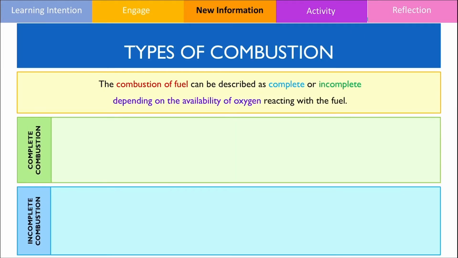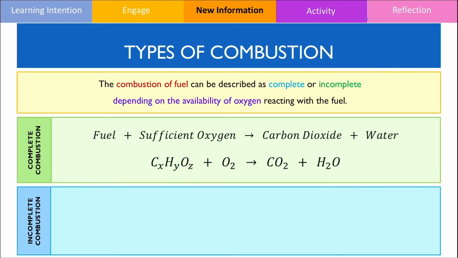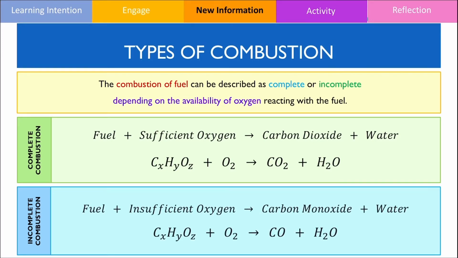Combustion reactions can also be described as complete or incomplete, depending on the availability and the amount of oxygen present when it's reacting with the fuel. Complete combustion occurs when there is a plentiful supply or excess amount of oxygen reacting with fuel, and the products formed are carbon dioxide and water. In contrast, incomplete combustion occurs when there are low quantities of oxygen, which produces carbon monoxide and water.